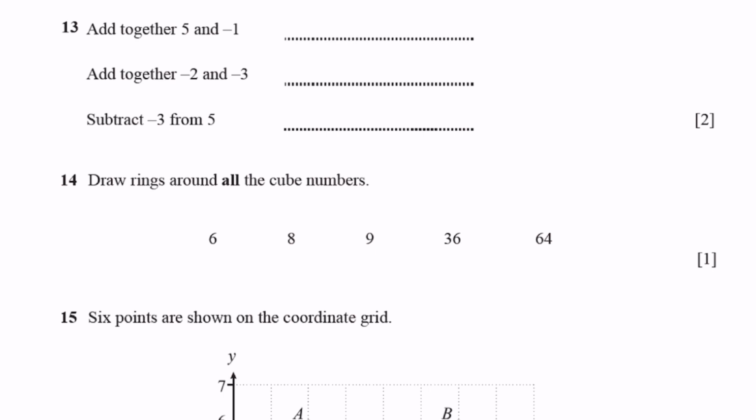Question 13. Add together 5 and minus 1. That's just 5 plus minus 1, 4. Add together minus 2 and minus 3. Minus 2 minus 3 is just minus 5. Subtract minus 3 from 5. That'll be 5 minus minus 3, which is equal to 5 plus 3, 8.